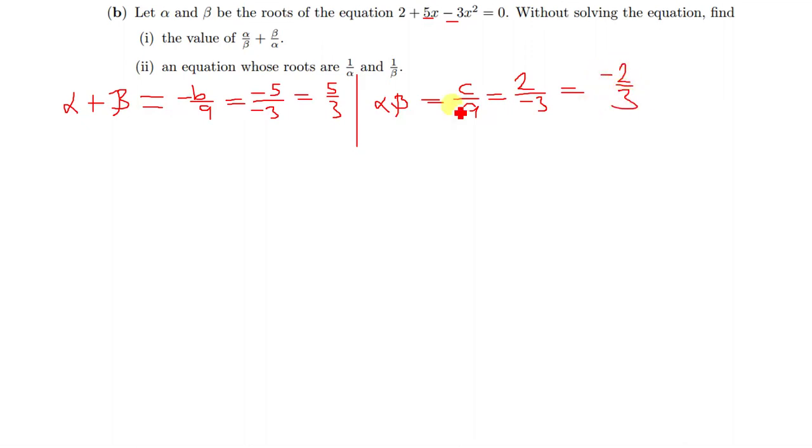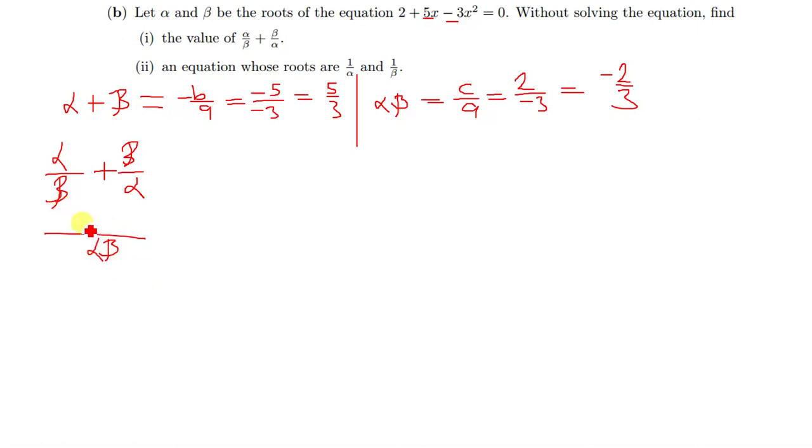So after finding these two important things, we can now go on to solving the equation. They are asking us to find alpha over beta plus beta over alpha. So here what you do, you first find the common denominator as usual.